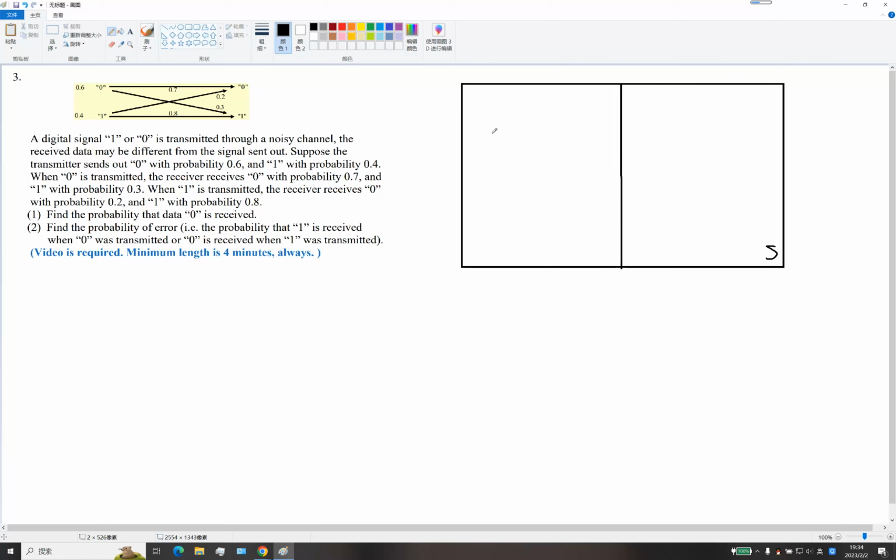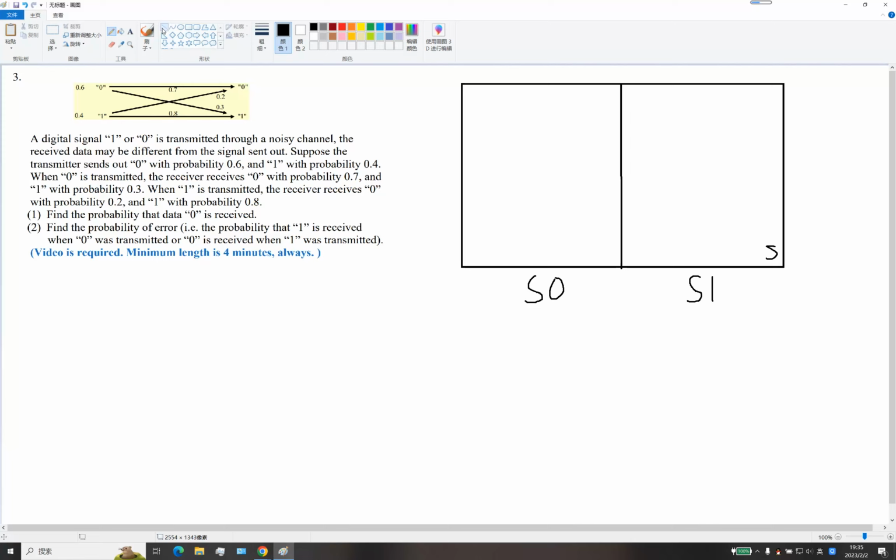And the left side is send 0, which I write as S0, and the right one is send 1. Whether we send 0 or 1, we can receive either 0 or 1, and these two events are also mutually exclusive.